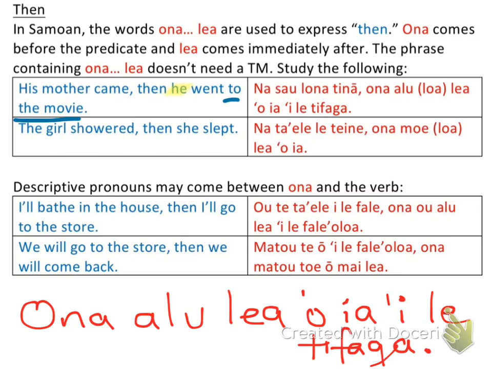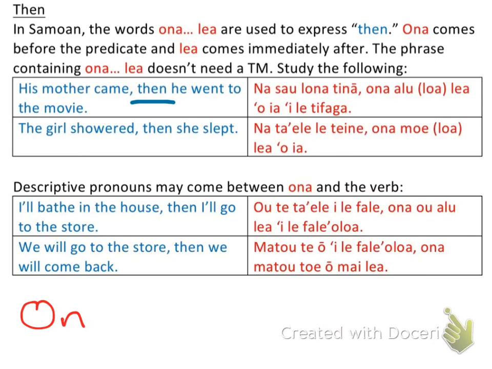So this is, again, the trickiest part of the video, the then, but I think if you go over these examples a couple times, you'll be able to do this. So again, we're going to do another example here. The girls showered. You just use your basic sentence structure skills right there. So na ta ele le tene, and that na right here kind of carries over to the next part of the sentence because I have a then. Okay, and let's move all that. Then she slept. Okay, so then she slept.